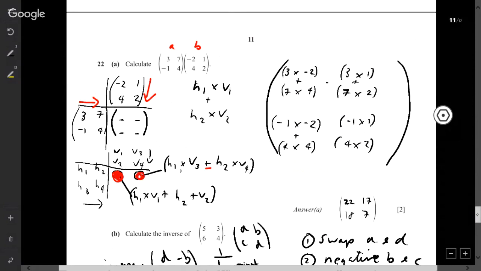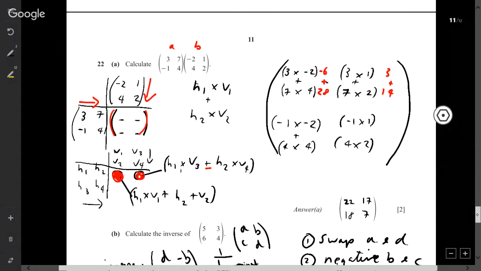Over here is just an enlarged version of this bracket, which is going to be our new matrix. So 3 times minus 2, h1 times v1, plus 7 times 4, h2 times v2. That's minus 6 and 28, plus them together at the end. Next, let's do this number here. This is h1 times v3, which is 3 times 1, and then h2 times v4, 7 times 2. That is 3 and 14.